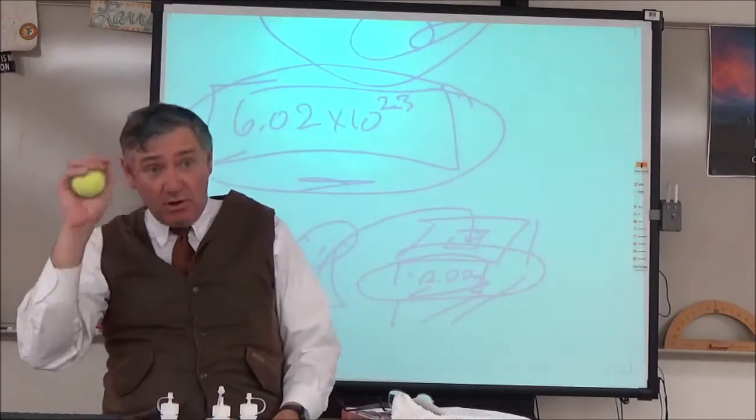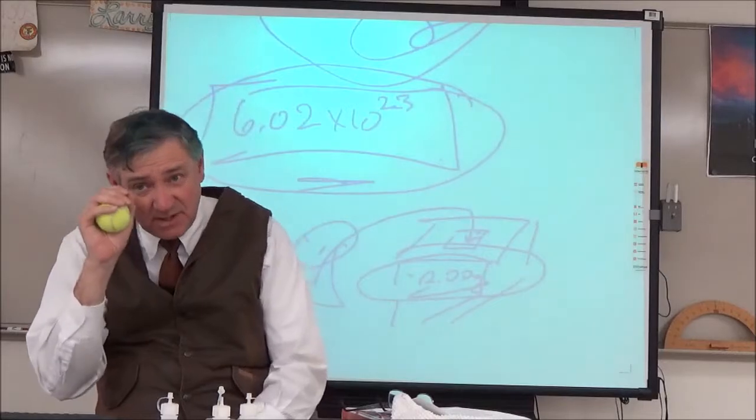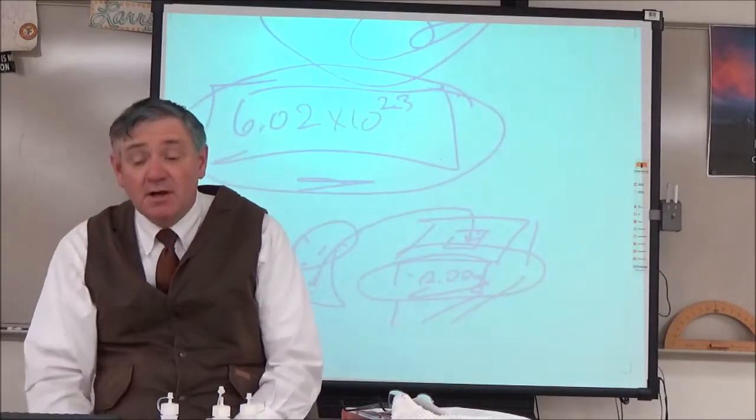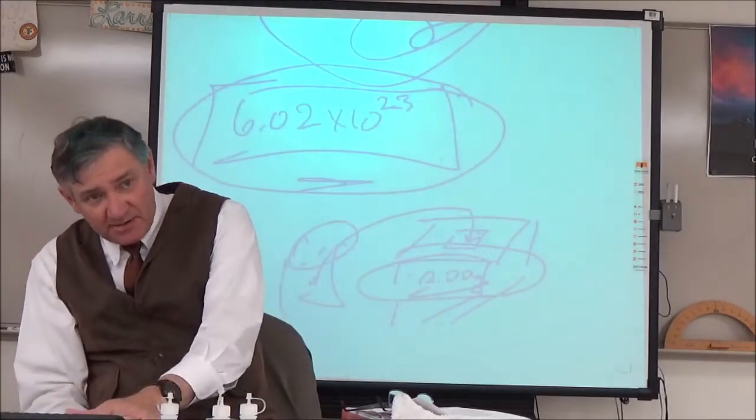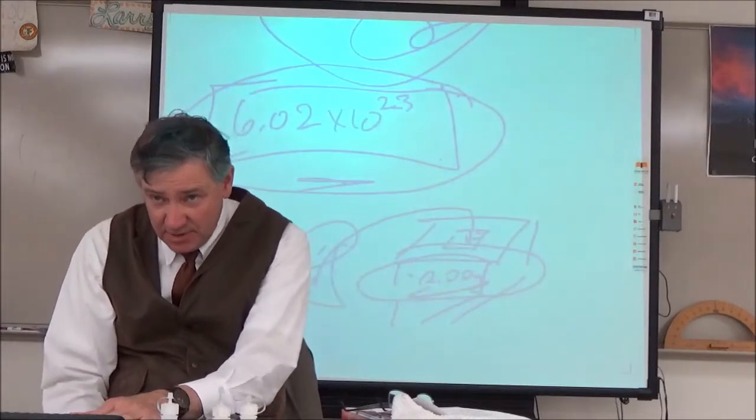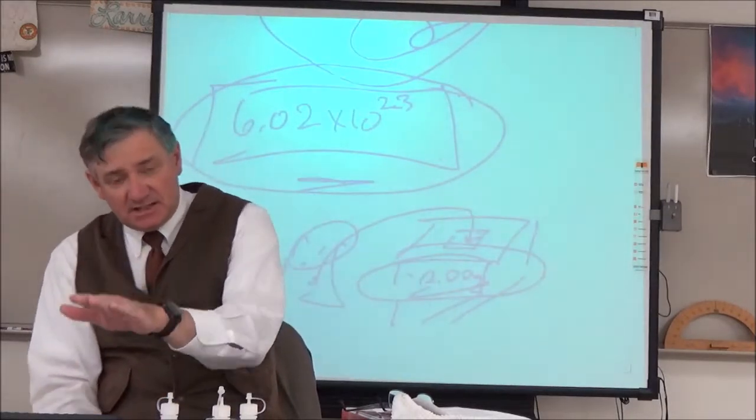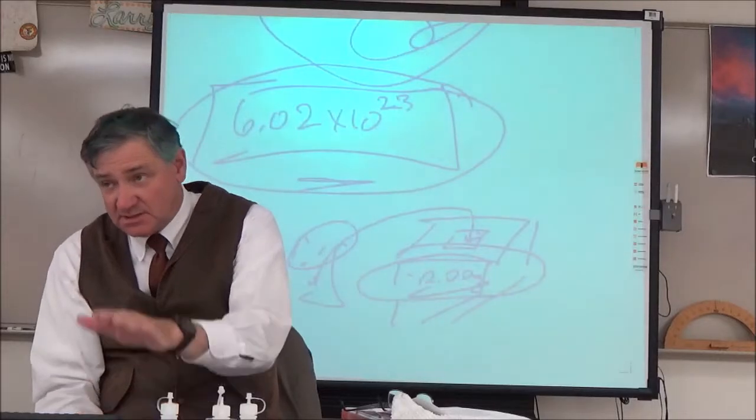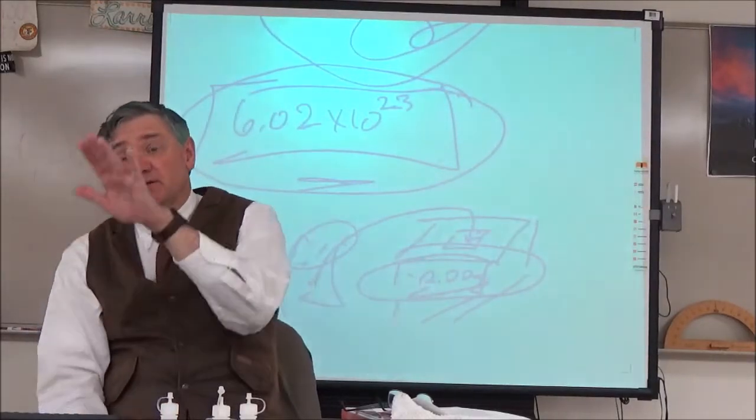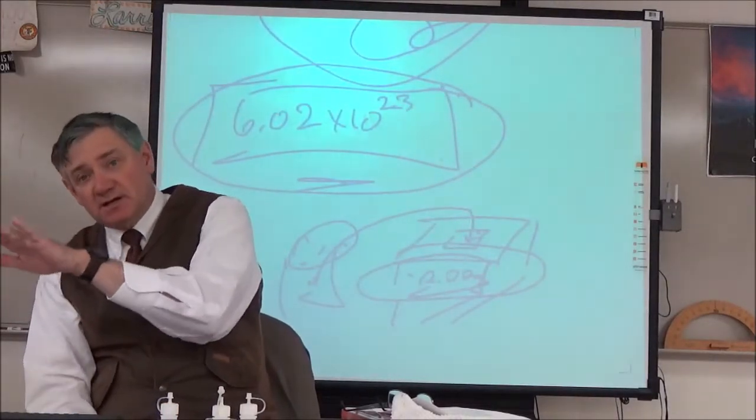But carbon atoms and all atoms are extremely small. So the reason Avogadro's number is 6.02 times 10 to the 23rd is because it takes that number of particles stacked on a scale to equal the relative atomic mass in grams.